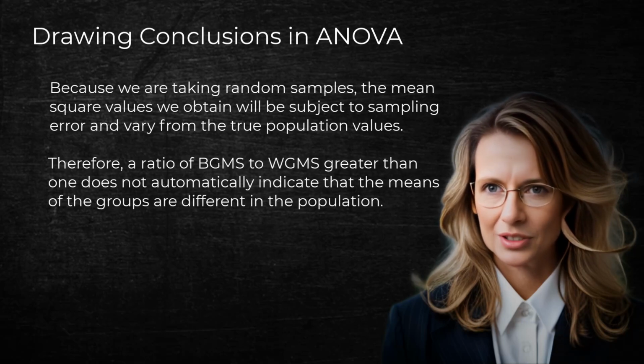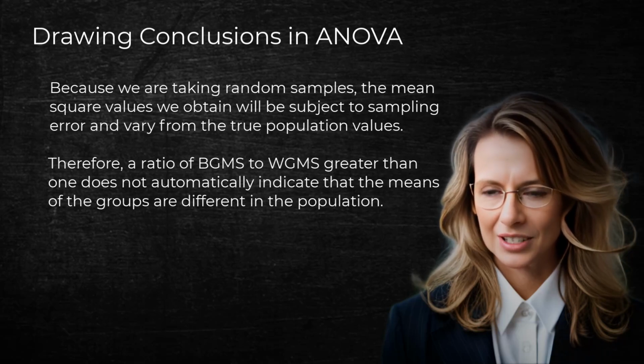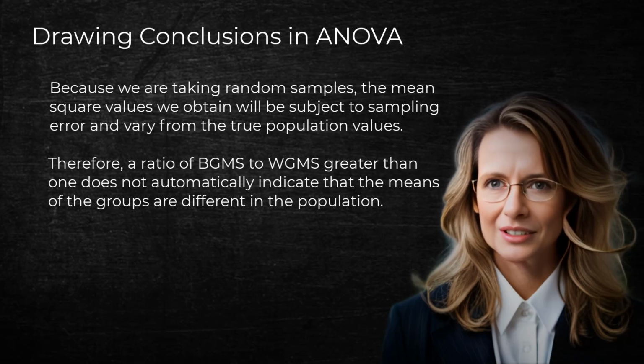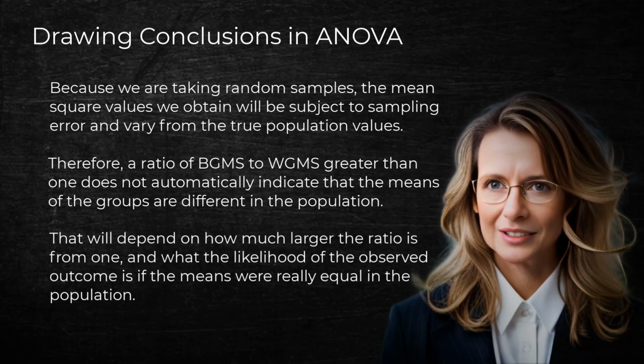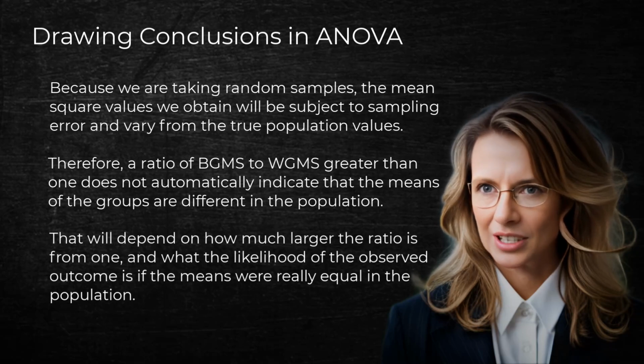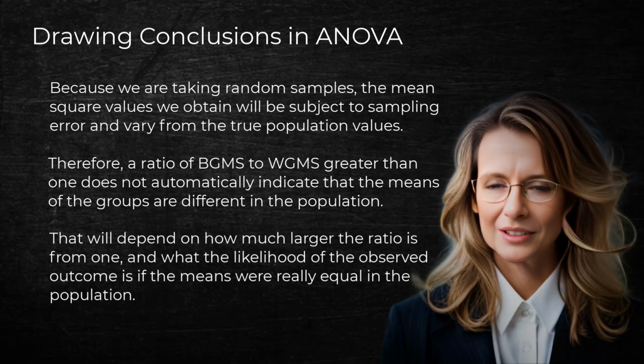Therefore, just because the ratio of between groups mean square to within groups mean square is greater than 1, does not automatically mean that the means of the groups are different in the population. That will depend on how much larger the ratio is from 1, and what the probability is that if the between groups mean square and the within groups mean square are really equal to each other in the population, we could have drawn random samples that varied from each other by as much as our samples do.